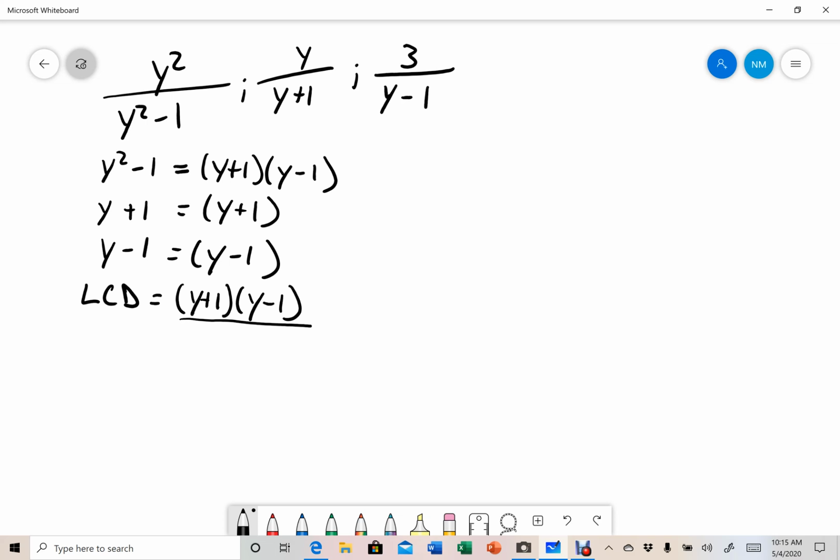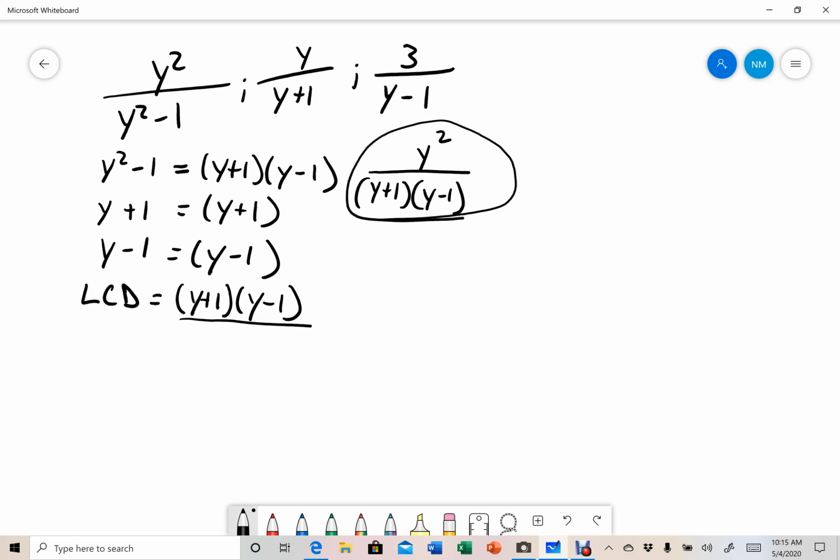times y minus 1. So I take all three of these and I do the same thing as I was doing before. So y squared, and I'm going to write this as my denominator instead of y squared minus 1 so I can see what I have. Okay. And that is my LCD. So I don't have to multiply it by anything because my LCD is already present there. Nothing is missing. Okay. So then I would go to my next one. So this is going to be part of my answer. It already has my least common denominator in it.